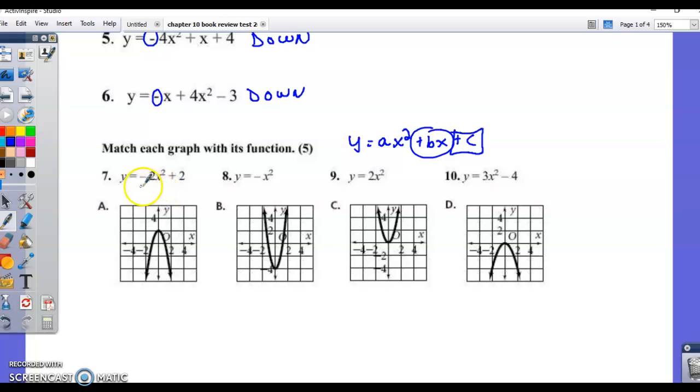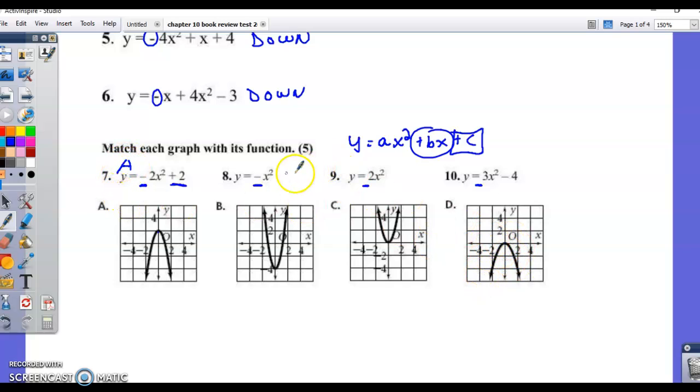So if I look at these, well, one thing I can look at, this is a negative, this is a negative, this is a positive, this is a positive. So I know that this needs to go down. Like these downs are part of this. And this plus 2 tells me it's shifted up 2. And these are going by 2 forward. We can see that. So for 7, I can say that this one is A.